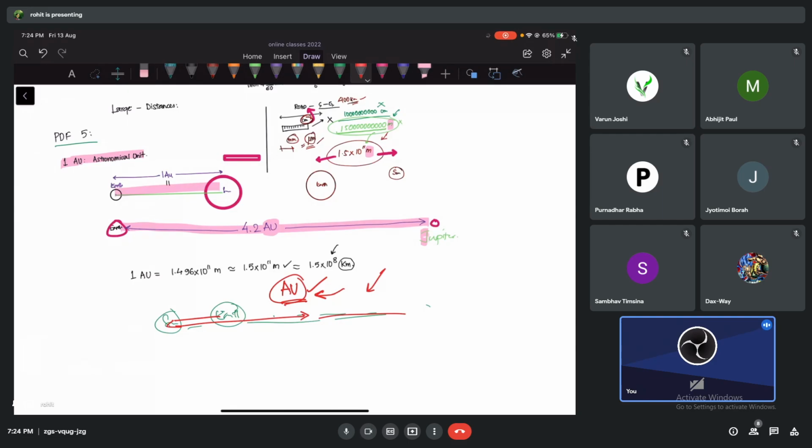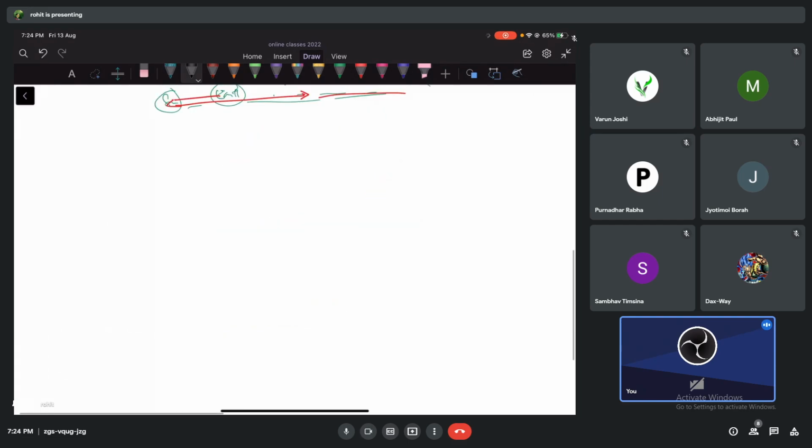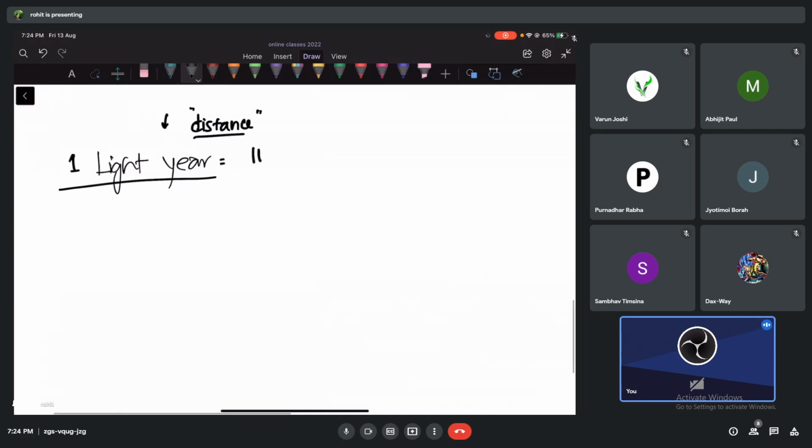That's why we have a much bigger unit, which we call the light year. Light year is not a unit of time. Don't think it is because of the word year. It is actually a unit of distance. So what is 1 light year? The symbol is 1 LY. Let me tell you what this is.